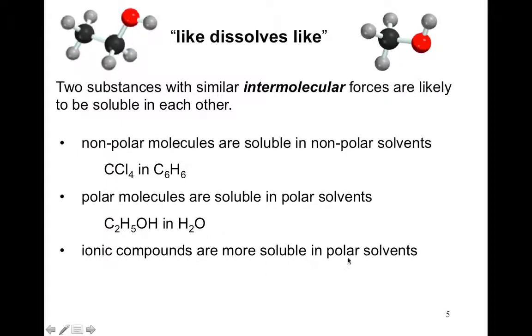And ionic compounds are more soluble in polar solvents, which kind of makes sense because polar is the whole idea of separation of charge, unequal electron distribution, and ionic compounds tend to have that positively charged ion and the negatively charged ion, and the anion's a little more electron greedy, so they get a separation of electrons too. Kind of makes sense.